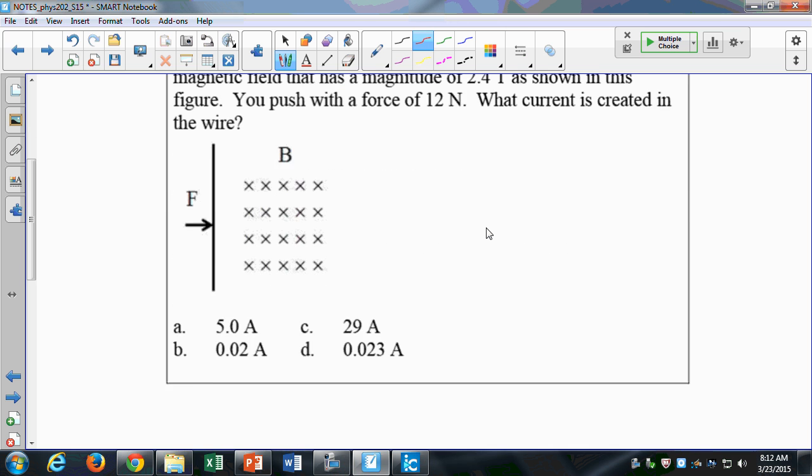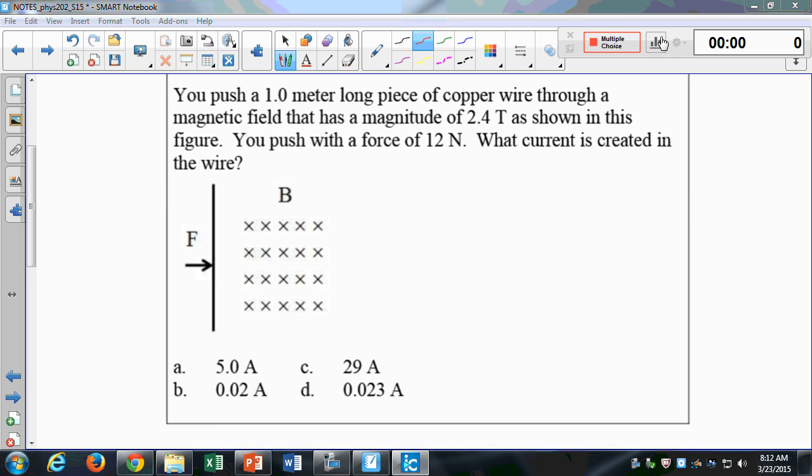Now let's try this one. It's just a simple calculation. Remember, our force is ILB sine theta. I push this with a certain force through a magnetic field. I want to know what is the current that's created in this wire. It's a generator. If I push a wire through a magnetic field, I get a current.